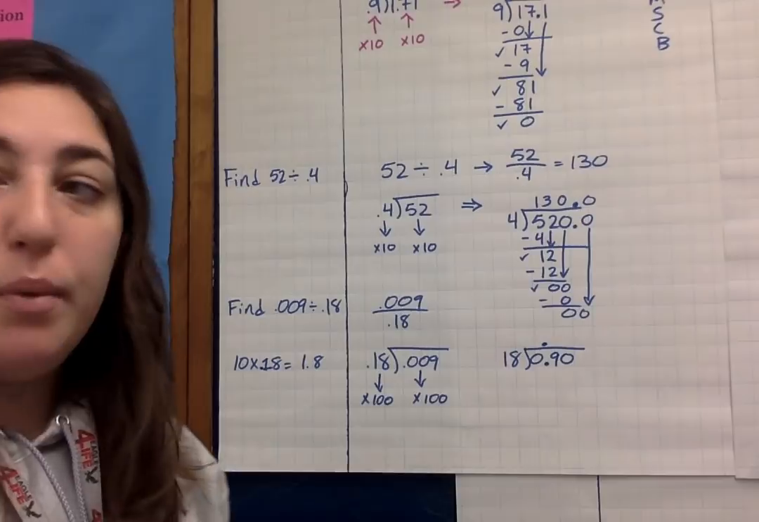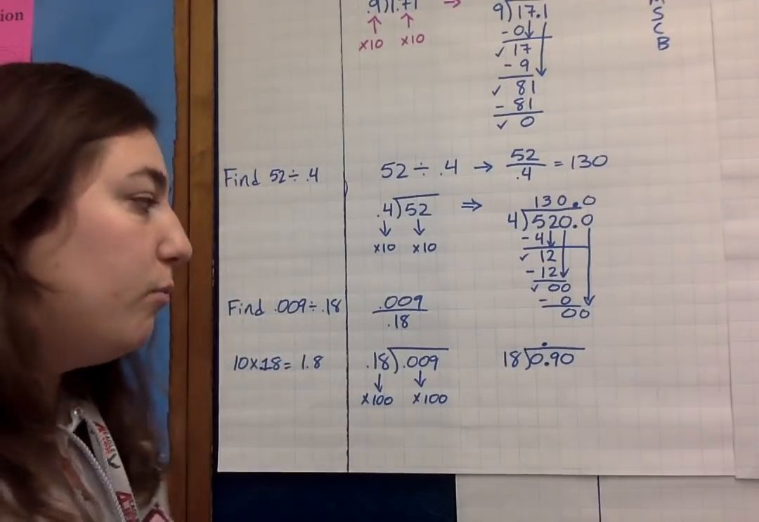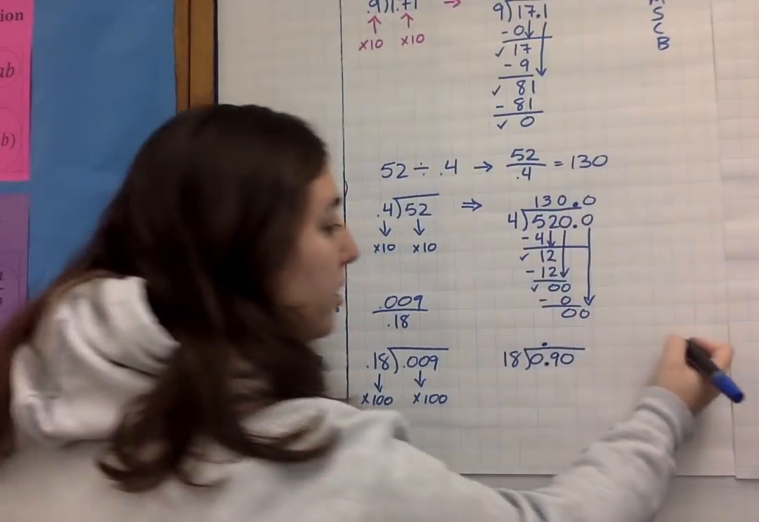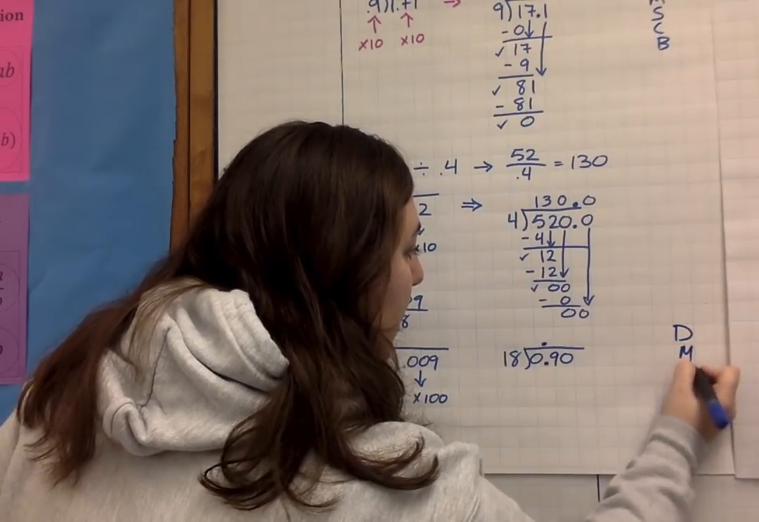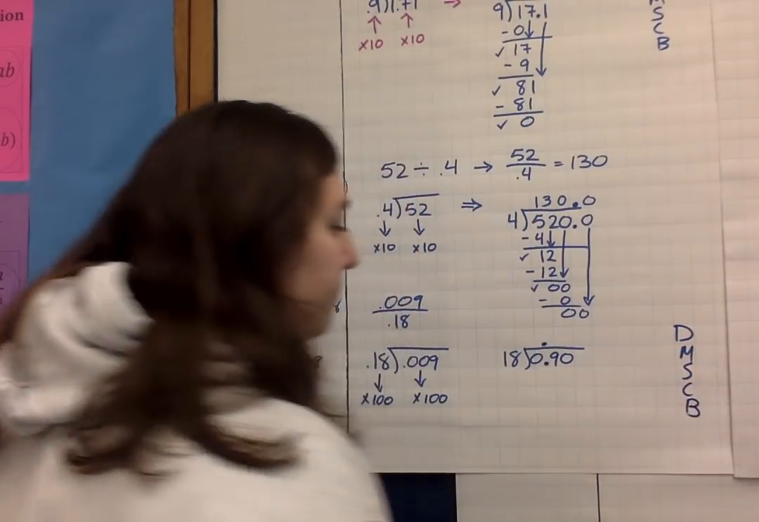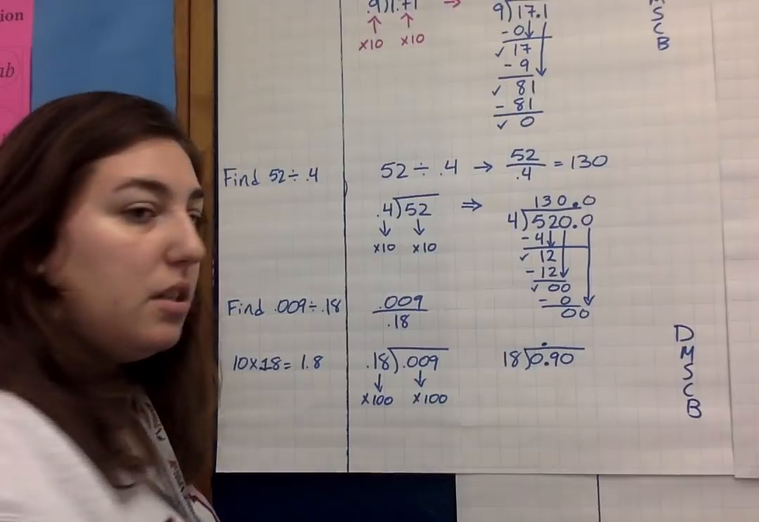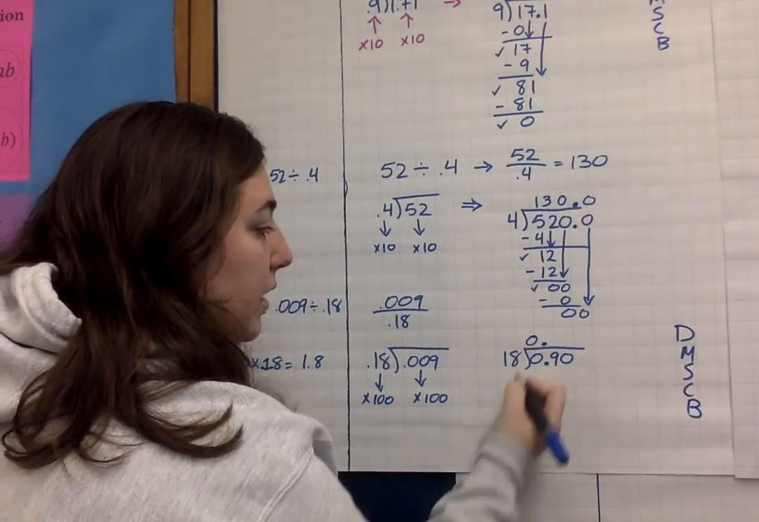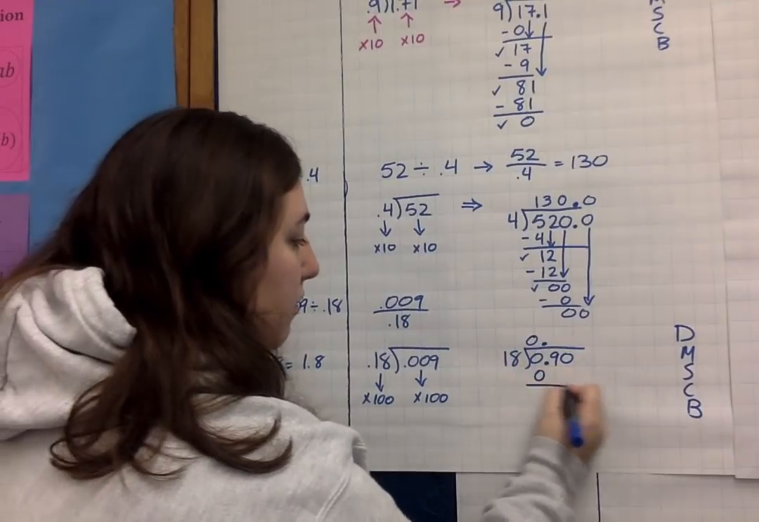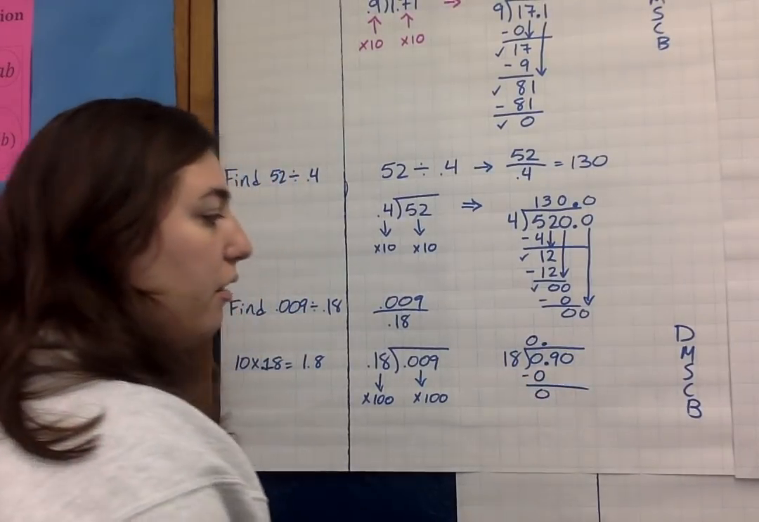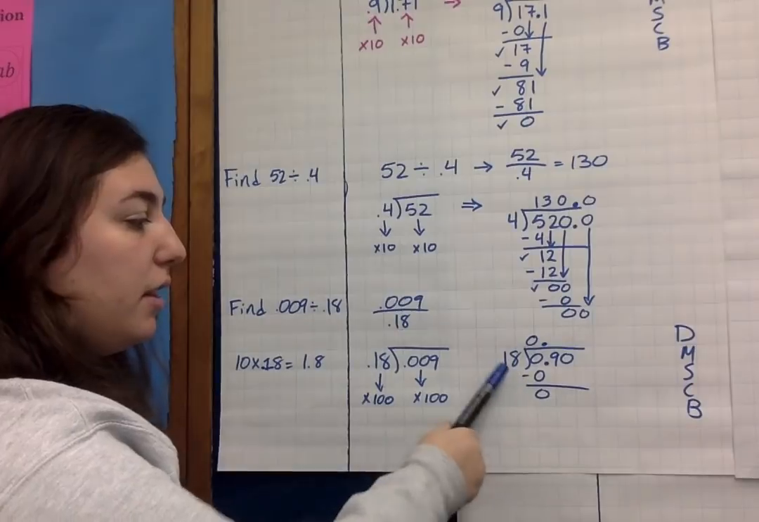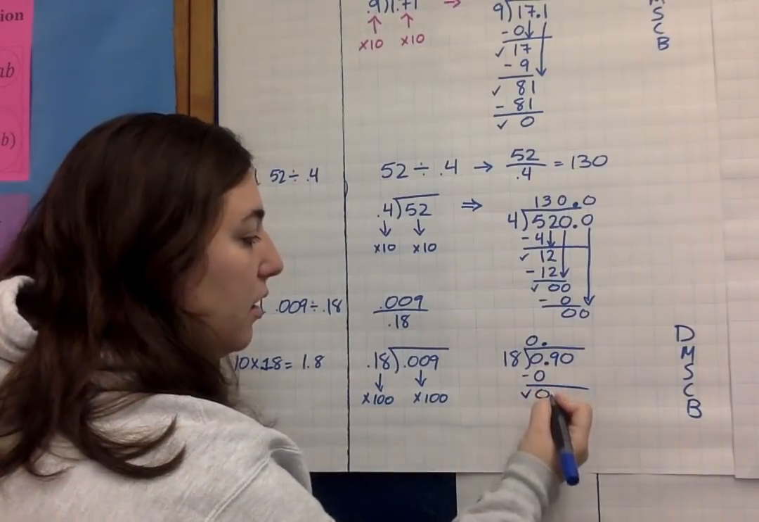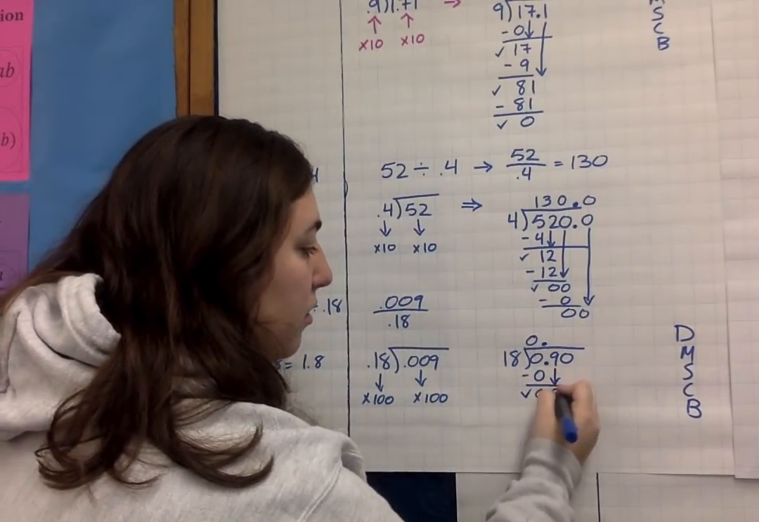So now we're just doing what we did in lesson 7. Okay, so let's use our steps D, M, S, C, B. Okay, so 18 goes into 0, 0 times. 18 times 0 is 0. Subtract, we get 0. We're going to do our check. Is 0 less than 18? And it is. Now we can bring down.